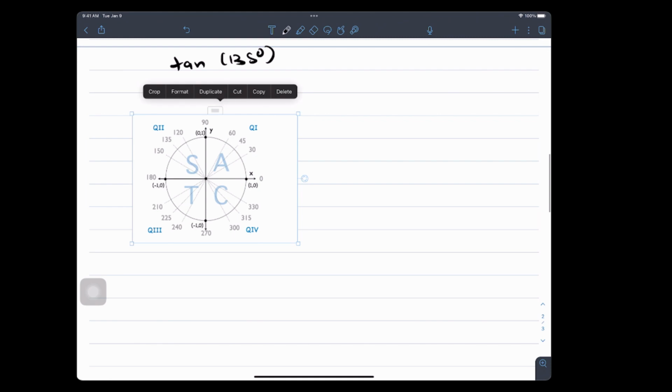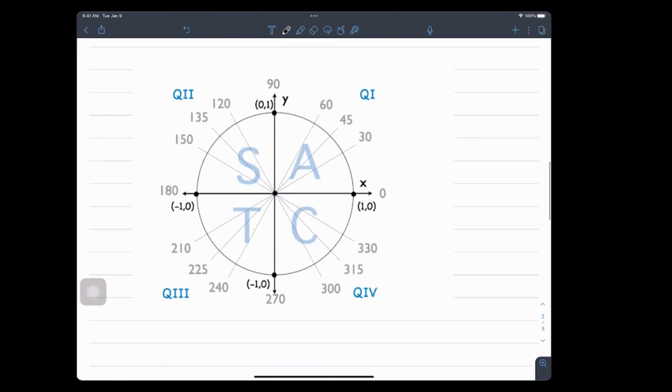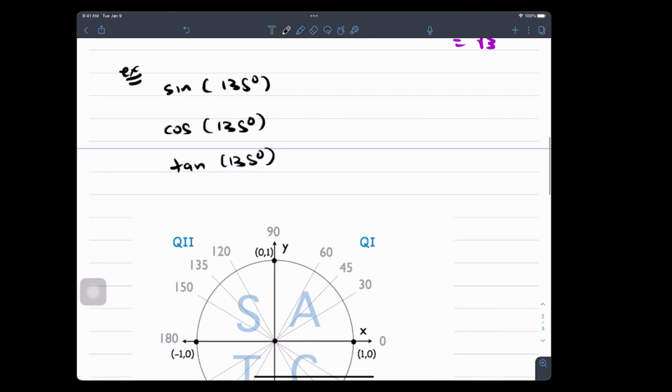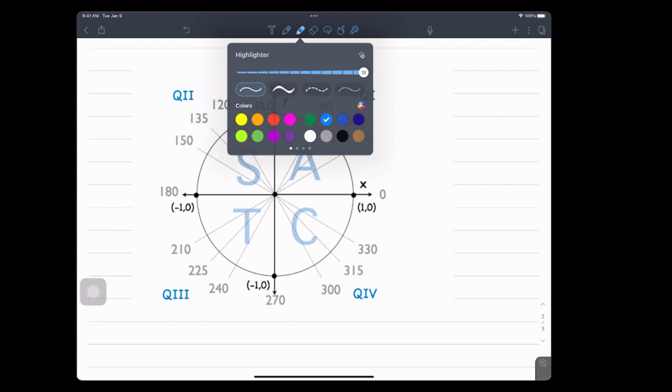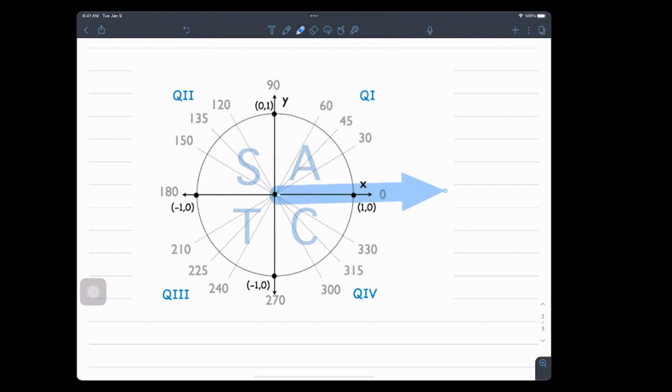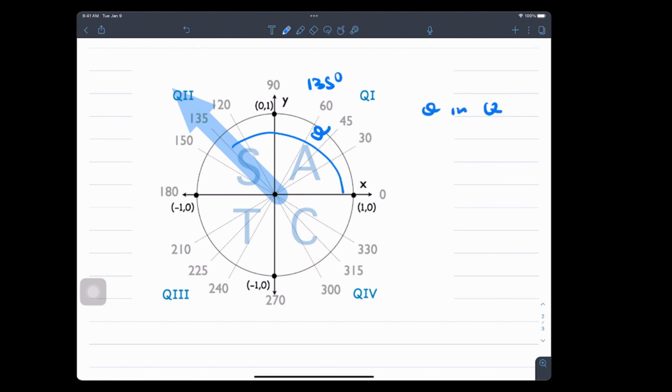Where does 135 degrees live? What quadrant is 135 in? Quadrant 2. Okay. So you start your ray in standard position. You rotate it 135 degrees. There you are. So they're saying that this angle here, that's your theta. That is 135 degrees. So which quadrant is theta in? Quadrant 2.